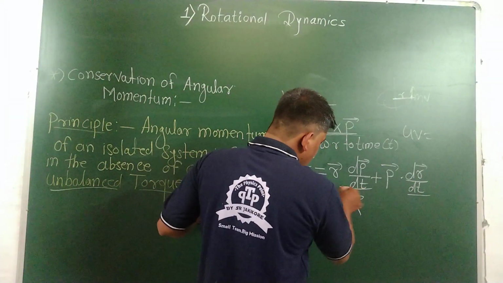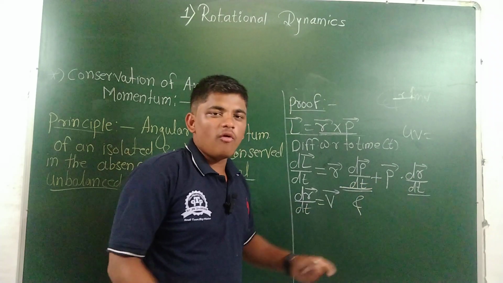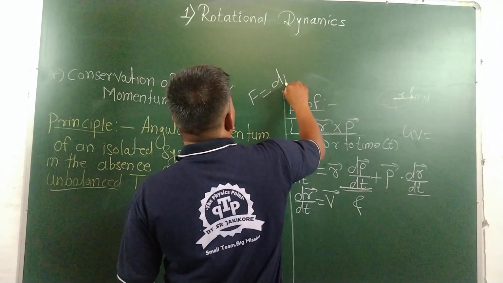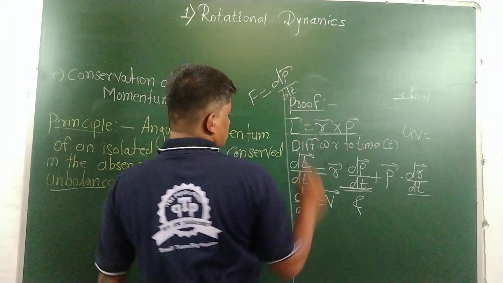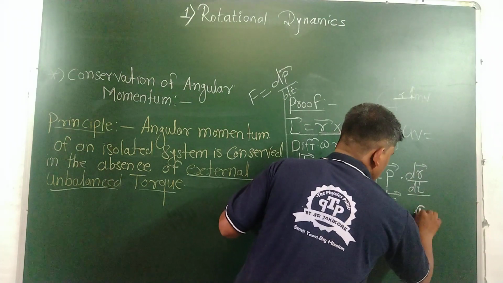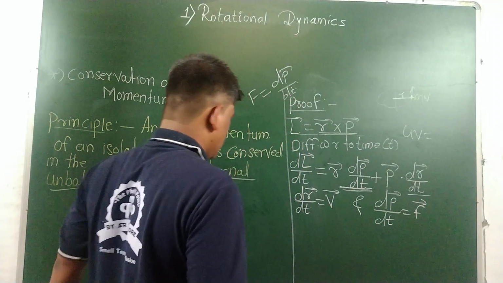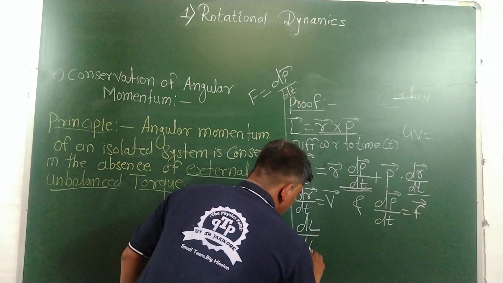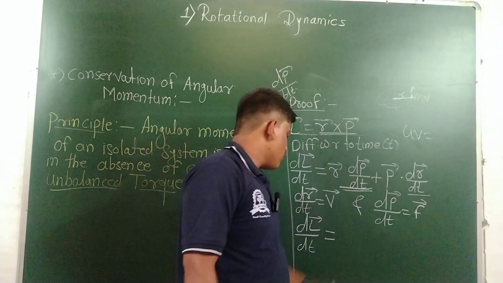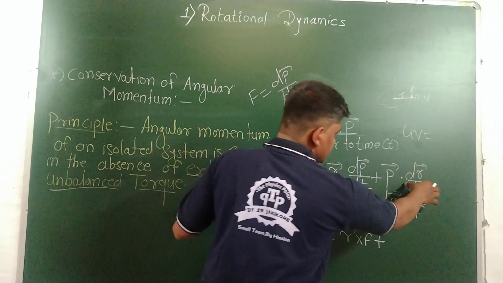If we observe these terms, this term of the equation gives Newton's second law. Newton's second law says net force is equal to change in linear momentum, that is dp bar by dt is equal to force. Then these two terms are used in the above equation: dL by dt is equal to r bar into force, that is r bar into f bar, plus dr by dt, which is v bar.